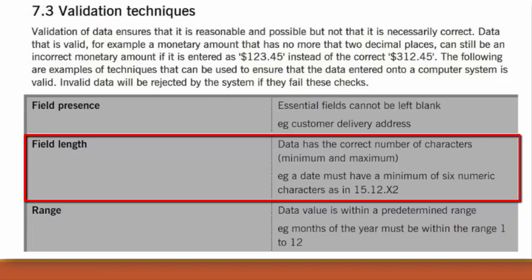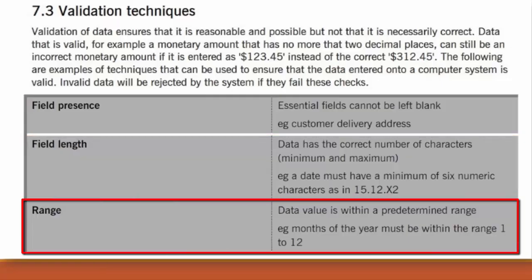Example 1. You need to write a date as 15.12.x2. This is 6 characters. If you only write 15.112, it is too short. Error. Example 2. A student ID needs to be 8 characters like stud1234. If you type only st1, it is too short. Invalid. Why is this important? If the information is the wrong length, the system cannot store it or understand it correctly. It might break reports or cause problems later.